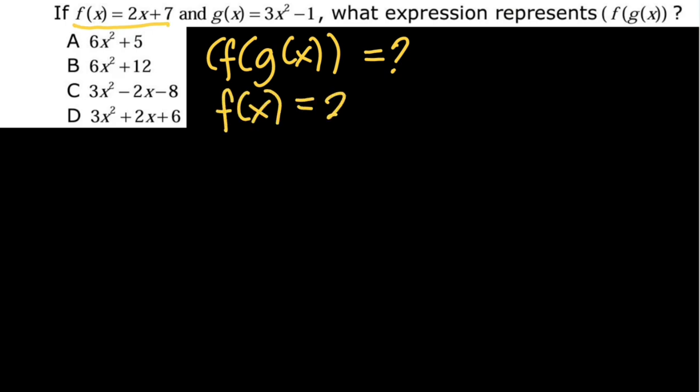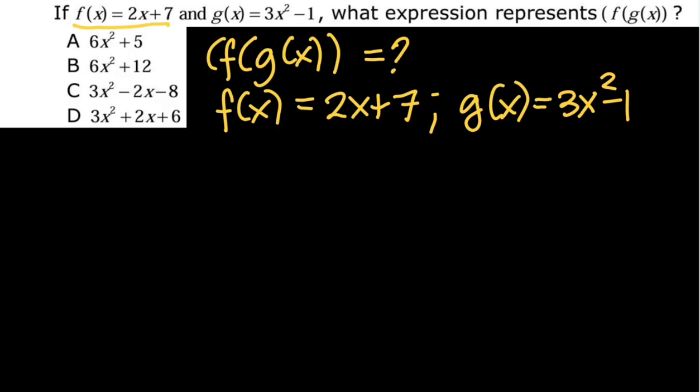If f of x is equal to 2x plus 7 and g of x is equal to 3x squared minus 1, what expression represents f of g of x? So we are asked here for the composition f of g of x. And we're given here the two functions f of x equals 2x plus 7 and g of x equals 3x squared minus 1.